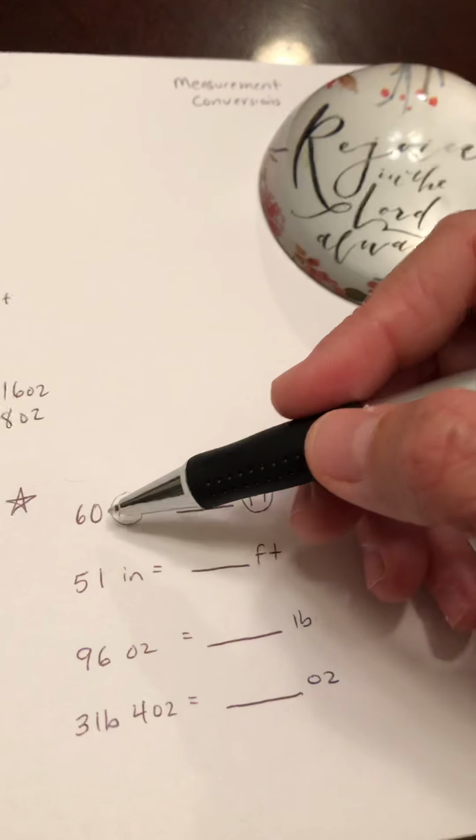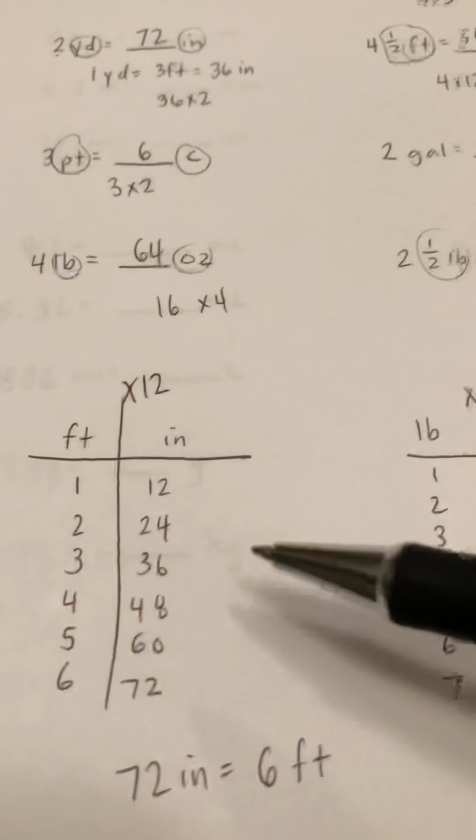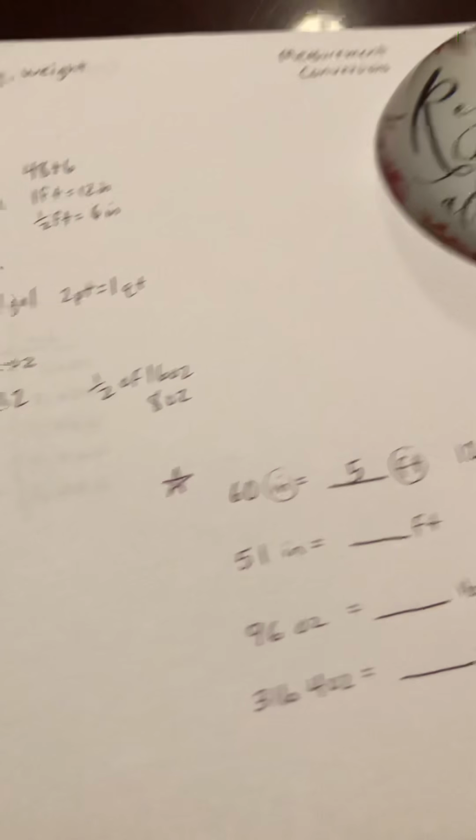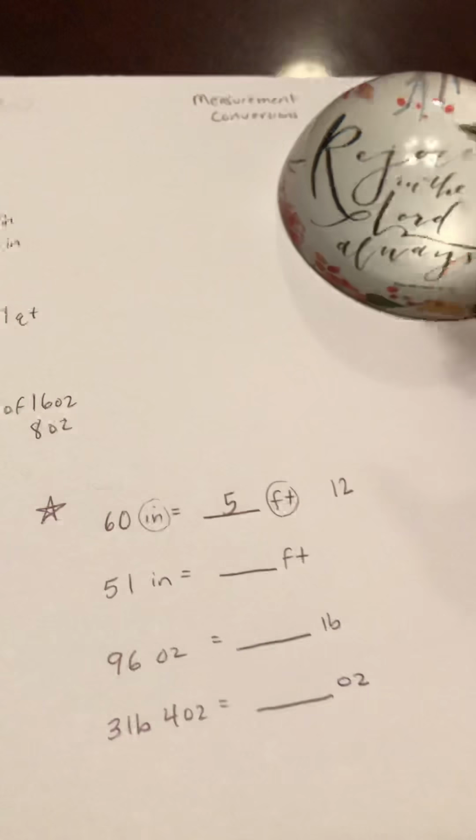So again, instead of trying to go back, I just look over my chart and say, all right, well, where was 60 inches? 60 inches is equal to 5 feet. I don't have to do any division or worry about anything like that. But it is a division problem.